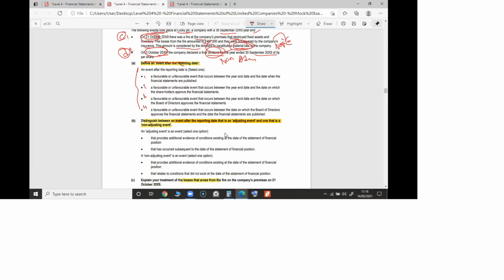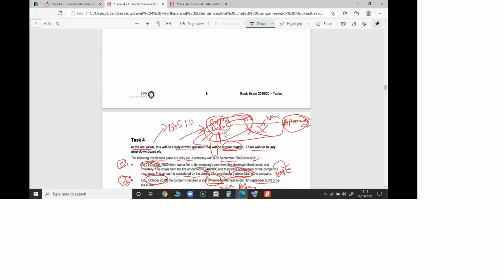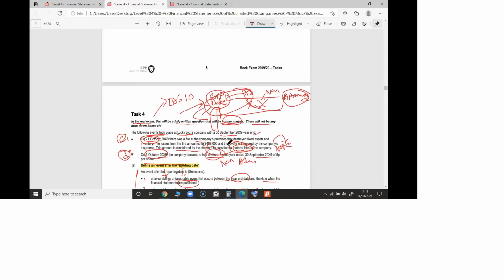Okay, let me explain. Let's read then. Favorable, unfavorable, any could be. Mostly these are unfavorable, but it could be favorable as well. You might be gaining something. Event that occurs between the year end date, that's definitely correct, and the date when the financial statements are published. No, did I say published here? Look, even I said it here.